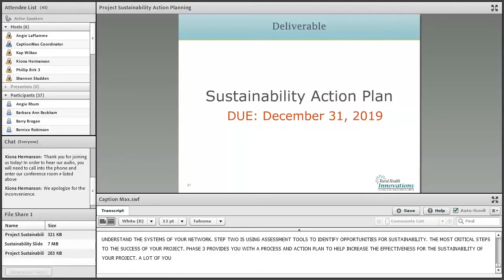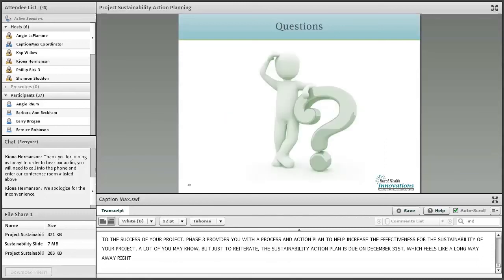A lot of you may know this already, but just to reiterate, the Sustainability Action Plan is due in EHB on December 31st, which feels like a long way away right now, but I'm sure we all know it's going to come fast.